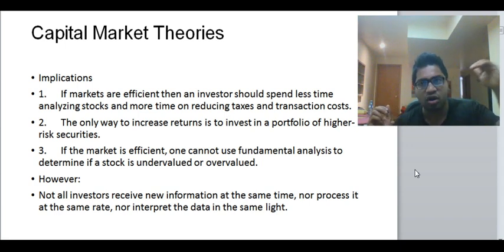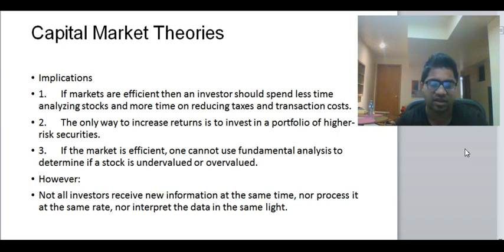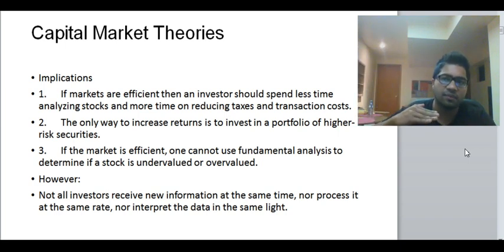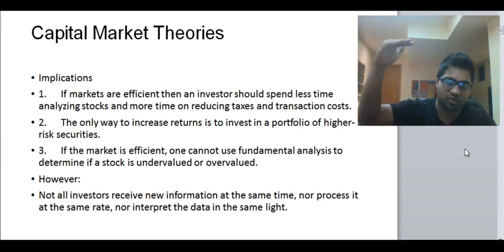And there is strong form efficiency, which is highly theoretical, in which even insider information is quickly reflected in stock prices. So you cannot beat the markets by using technicals, fundamentals, or even by using insider information. So market efficiency has three forms: weak form, semi-strong form, and strong form.